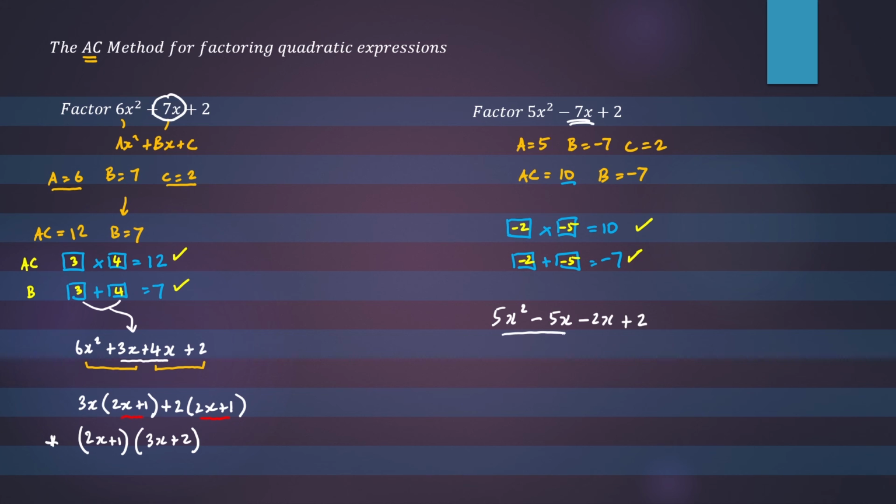Let's factor these two pairs. We will get 5x bracket x minus 1 minus 2 bracket x minus 1. So be careful here, you've got -2 times -1, which is +2. So our common factor is x minus 1 from here and here, and then we are left with 5x minus 2 as the second factor. So this is your quadratic expression in factored form.